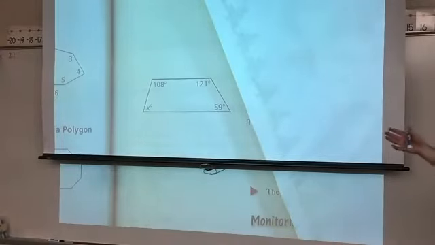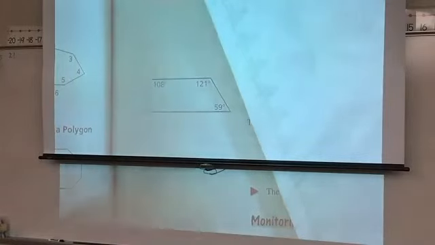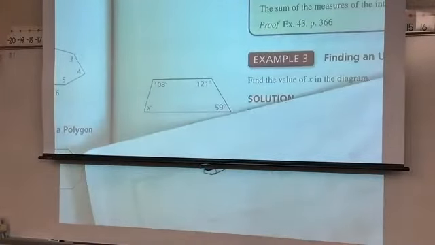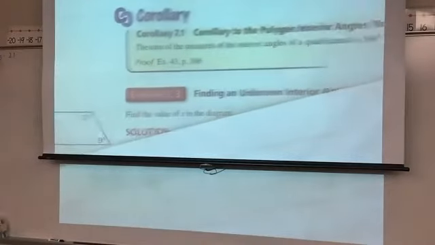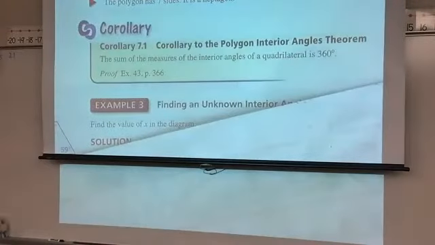Now, this has 4 sides. How many degrees does a 4-sided figure have? 360. We know that. That's actually our corollary. Remember, corollary is just a branch off of the original. It's just an extension of the original theorem. So this is saying, yeah, we can still do that n minus 2 times 180, but we should just know that a quadrilateral has 360. That's what this corollary is telling us. Quadrilateral, 360 degrees.